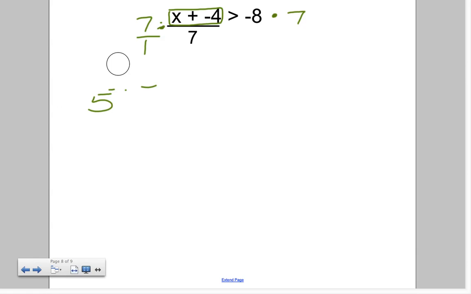Jocelyn? Isn't it just the reciprocal? Of what, honey? Of the denominator? That's how you get rid of it. She was saying you get rid of it by multiplying by the reciprocal. Kind of, yeah. Well, it's not really the reciprocal, because this x plus negative 4 over 7 isn't always 1. Because x plus negative 4 isn't always 1. Well, like if I had it like this.